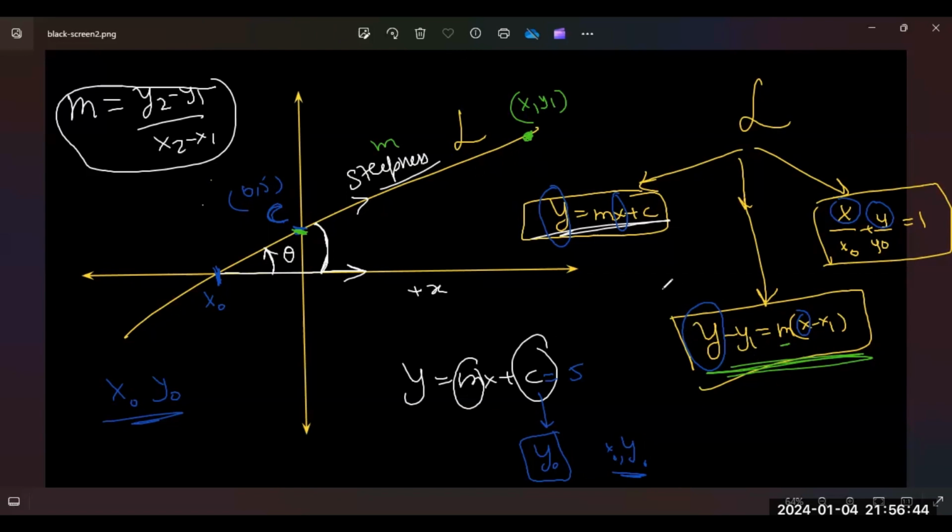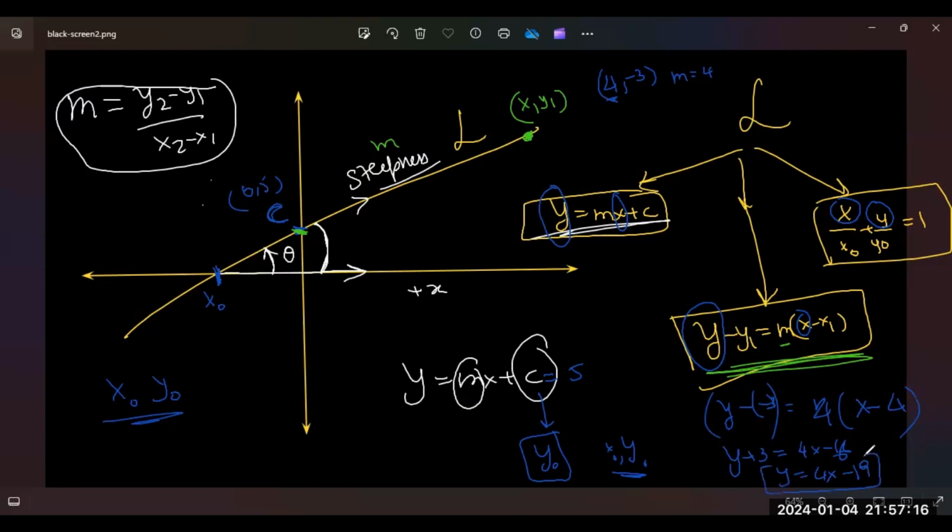So for example, let's take the line passes through (4, minus 3), right? So the equation will become what? y minus minus 3 is equal to m. Let's take the slope as 4. So 4 into x minus, what is the x coordinate? 4. So you simplify this, you will get the equation. So you'll get y plus 3 equals 4x minus 16. y is equal to 4x minus 19. This will be the equation of the line.